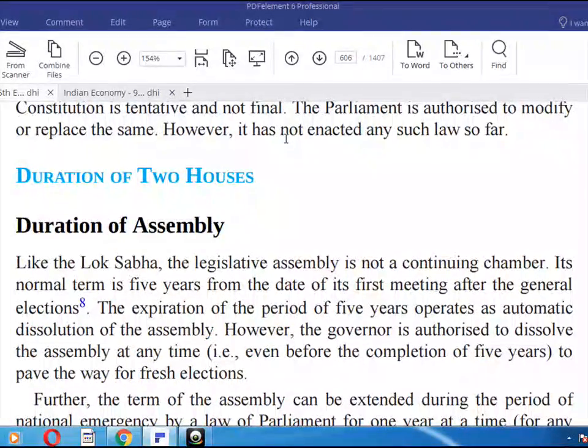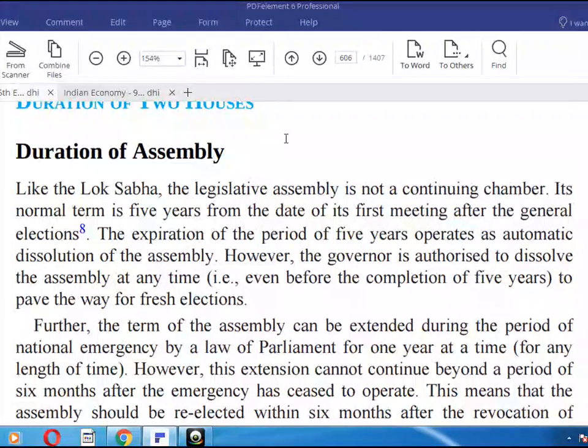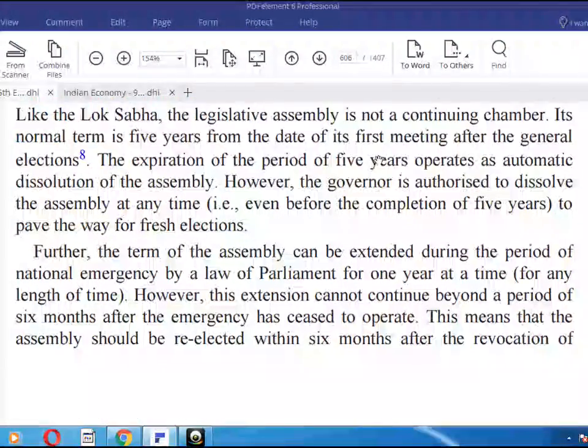Duration of the two houses. Duration of the Assembly. Like the Lok Sabha, the Legislative Assembly is not a continuing chamber. Its normal term is 5 years from the date of its first meeting after the general election. The expiration of this period of 5 years operates as an automatic dissolution of the assembly. However, the governor is authorized to dissolve the assembly at any time, that is, even before the completion of 5 years, to pave the way for fresh elections.